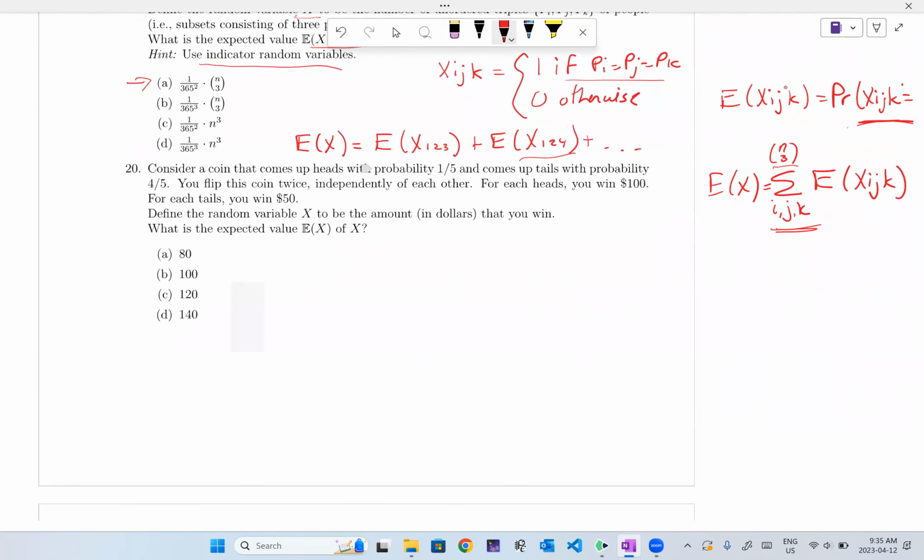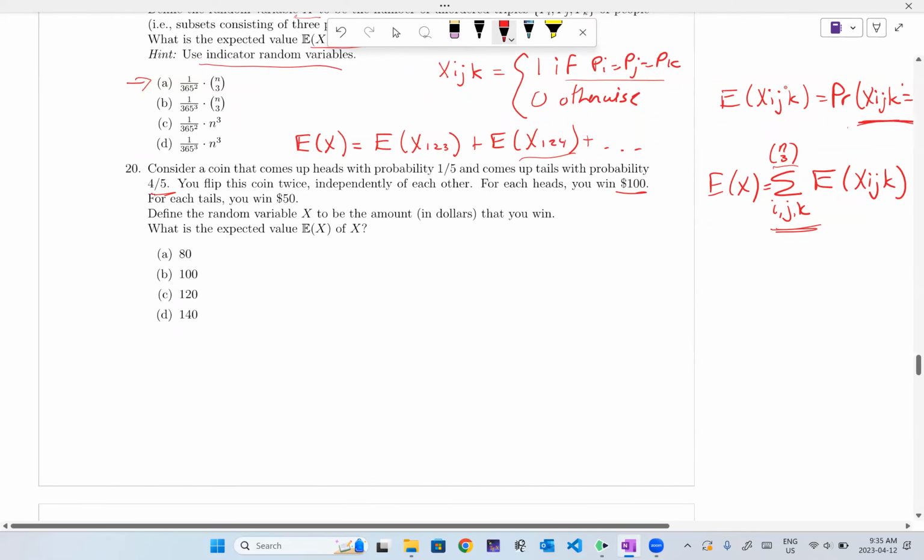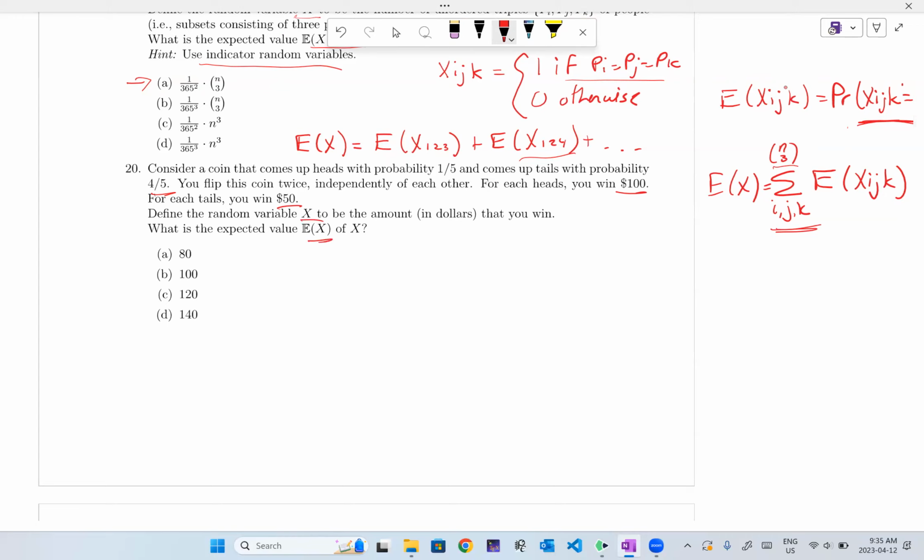Consider a coin that comes up heads with probability 1/5 and tails with probability 4/5. You flip this coin twice. They're independent. Every time I get heads, I win $100, and tails, I win $50. Now X is the total amount of dollars that I win, and I want E of X.